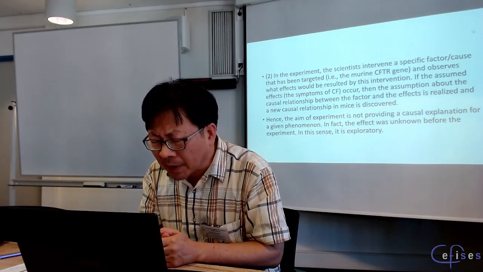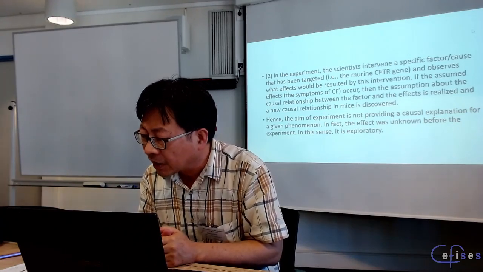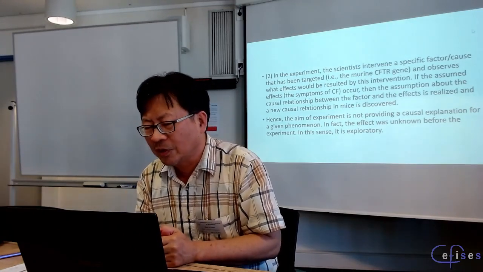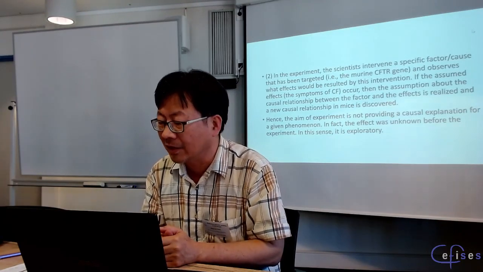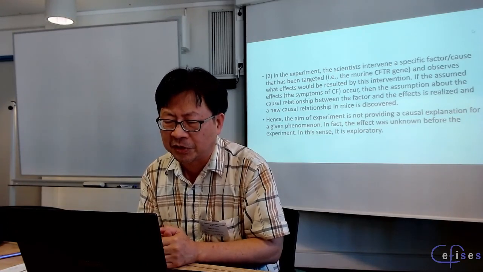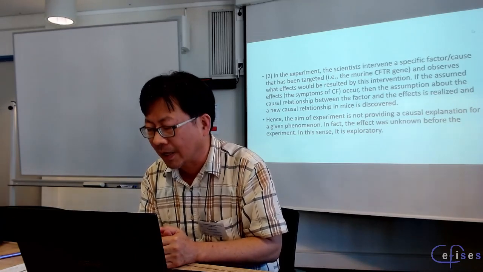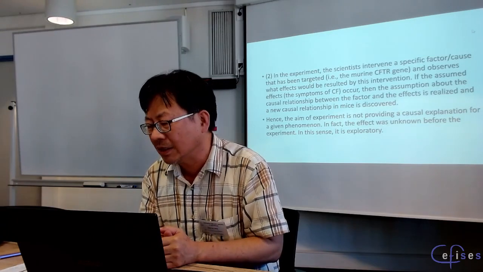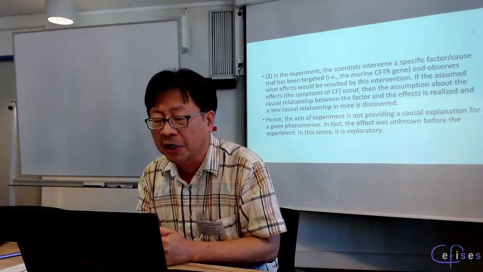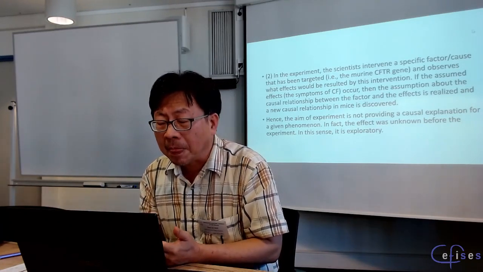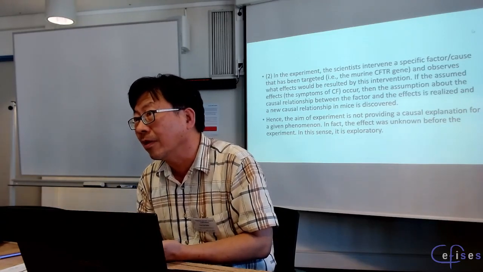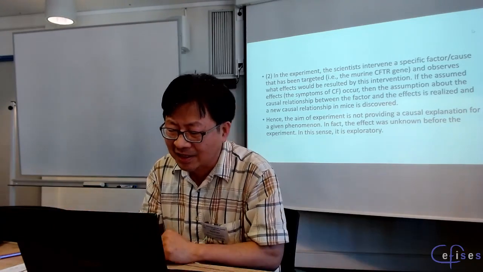Two, in the experiment, the scientist intervened on a specific factor that had been targeted, that is the murine CFTR gene, and observed what effects would result from this intervention. If the assumed effect occurred, then the assumption about the causal relationship between the factor and the effects is realized, and a new causal relationship in mice is discovered. Hence, the aim of the experiment is not to provide a causal explanation for a given phenomenon. In fact, the effect was unknown before the experiment. It is not a given phenomenon that we want to explain. In this sense, it is exploratory.